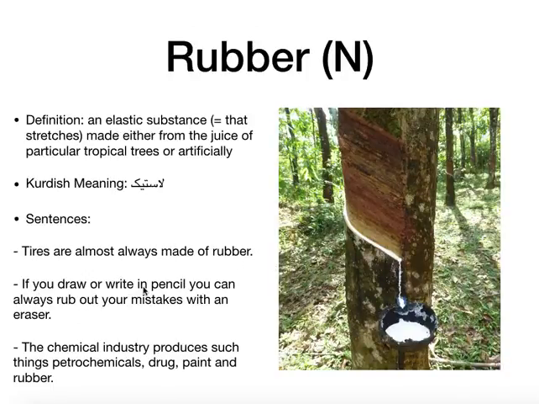If you draw or write in pencil, you can always rub your mistakes out with an eraser. So over here, rub means it's an eraser. So with an eraser, you rub something out, so you take it away. So this one doesn't refer to this rubber. In British English, instead of saying eraser, we usually use the word rubber. The chemical industry produces such things: petrochemicals, drugs, paint, and rubber.